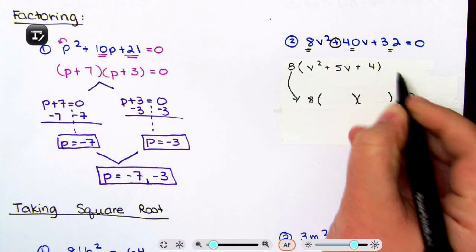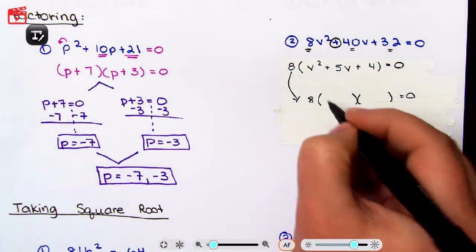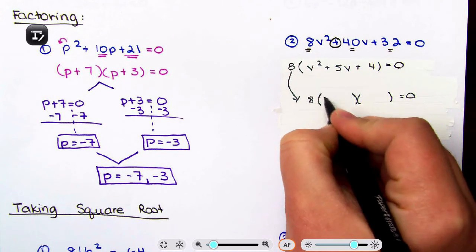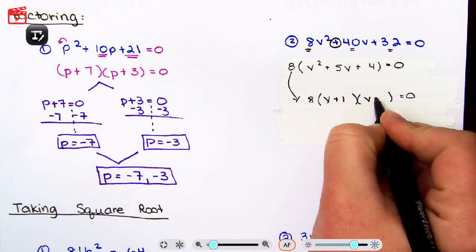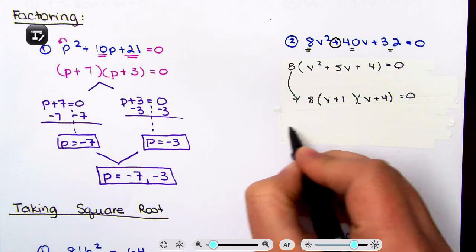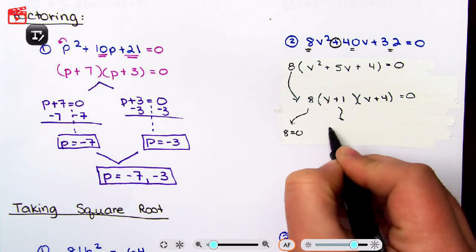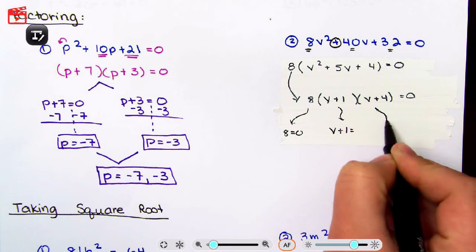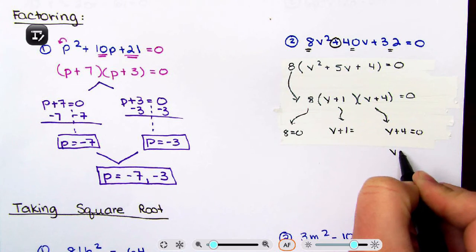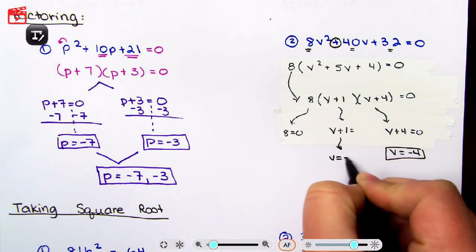Again, our equation is equal to 0 as we are trying to solve. So two numbers that multiply to 4 but add up to 5: I have v plus 1 and v plus 4. Now each bubble gets set equal to 0. So I have 8 equal to 0, v plus 1 equal to 0, and v plus 4 equal to 0. Here I have v is equal to negative 4. Here I have v is equal to negative 1.